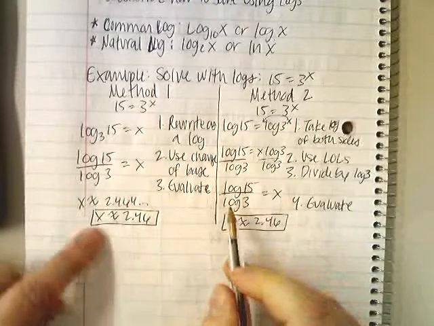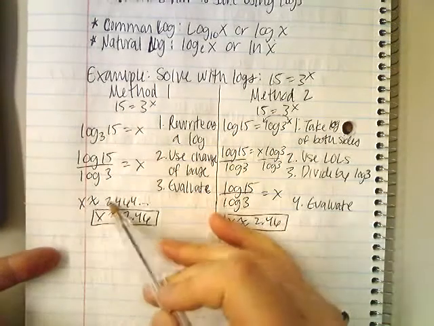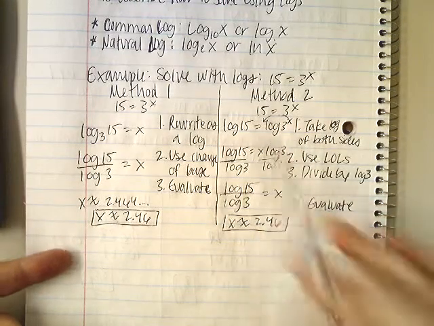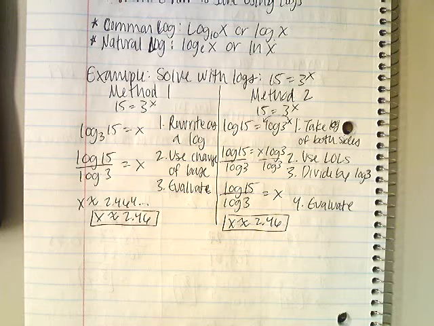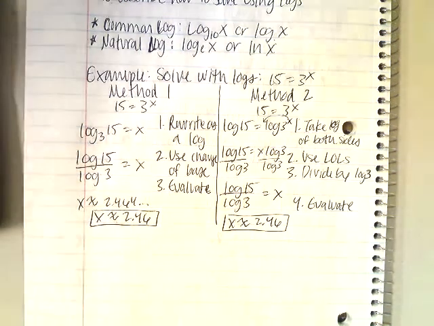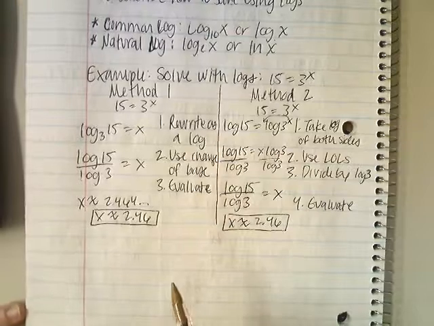So again, you end up with the same point, but there's two different ways of thinking about it. You can either rewrite it as a log and then change your base, or take the log of both sides, and then use laws of logs and divide. So similar processes in either way, whichever way makes more sense to you is great. But you're going to have to be able to do that in different solving circumstances.